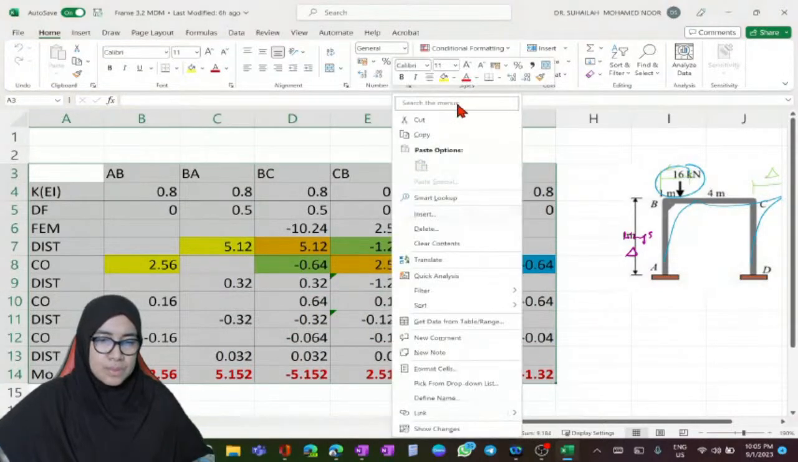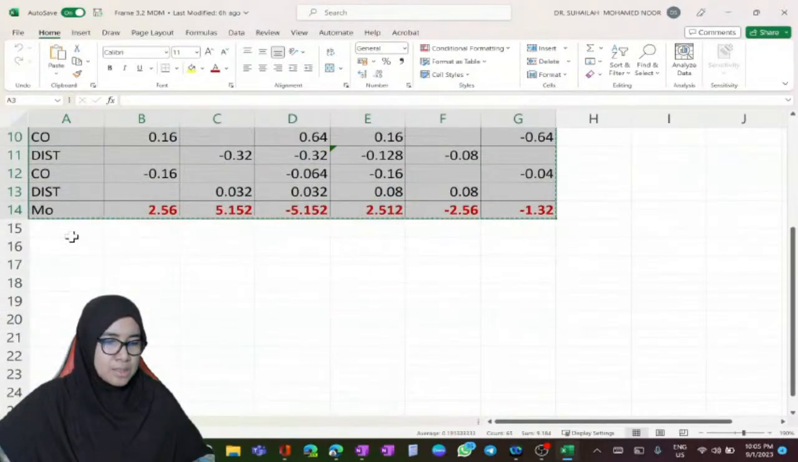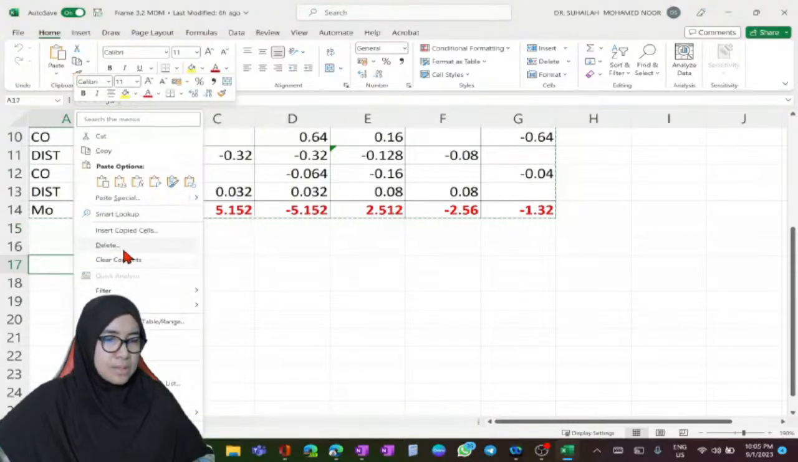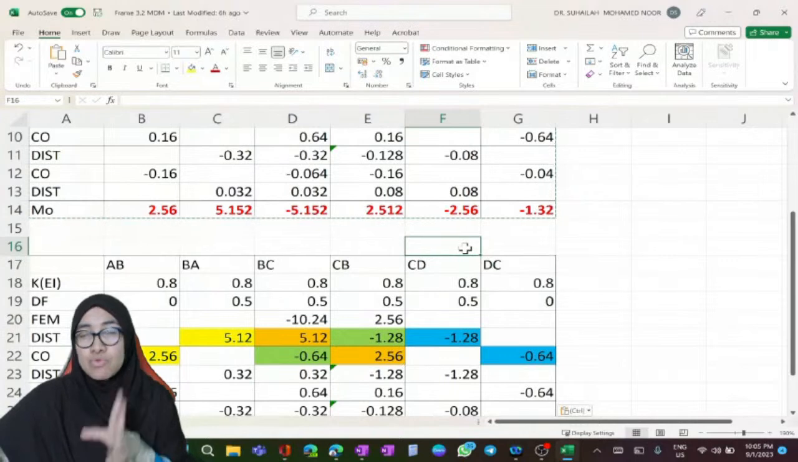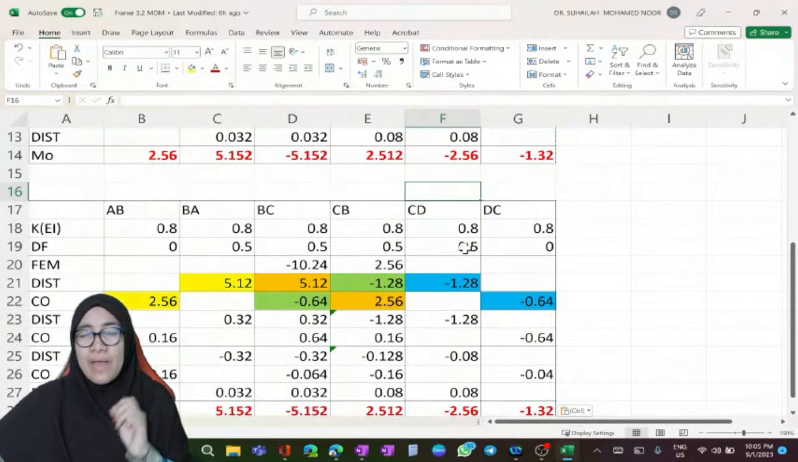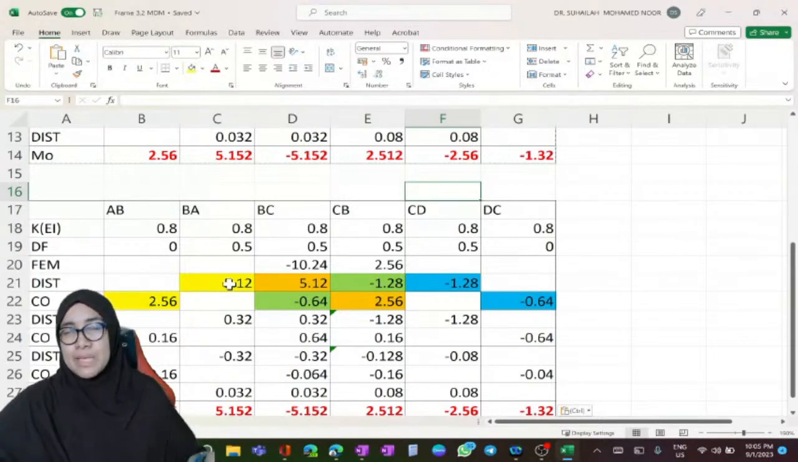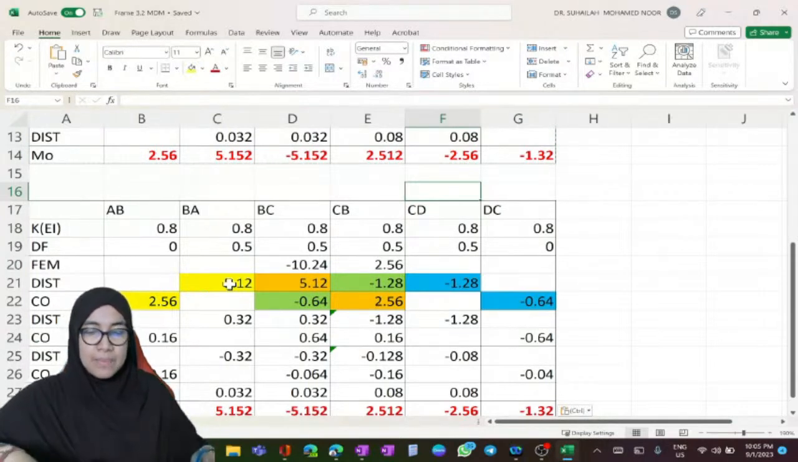So I copy this and paste. Okay, the difference between two tables is only at FEM value. The first table, FEM, is based on the external loading, and for the second table, it is based on the sidesway.